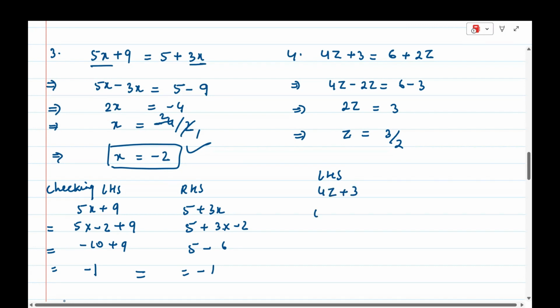Here, left hand side, checking part. 4z plus 3. So 4 into 3 by 2 plus 3. I can do the cutting as multiplication here. 2 ones are, 2 twos are, which is 2 into 3 plus 3. 3 twos are 6 plus 3, which is 9.